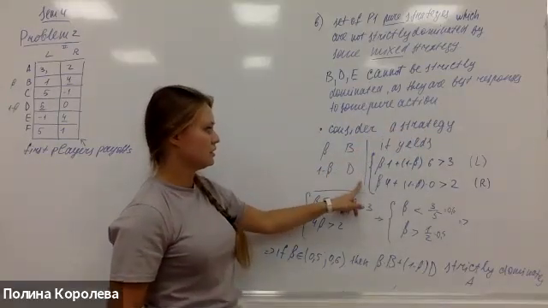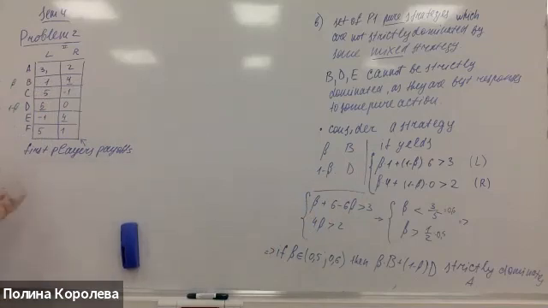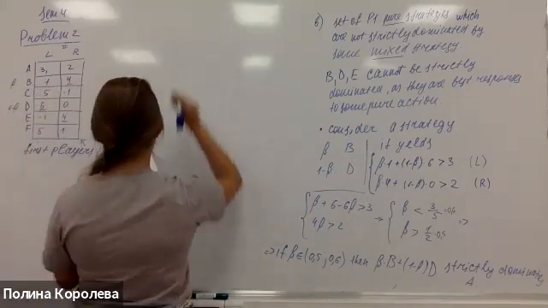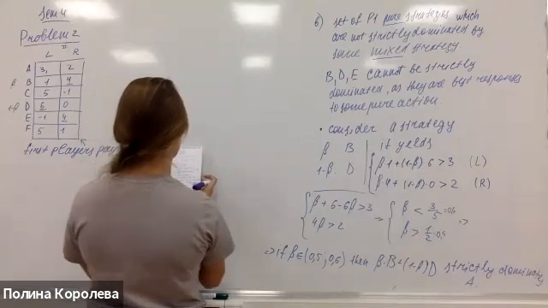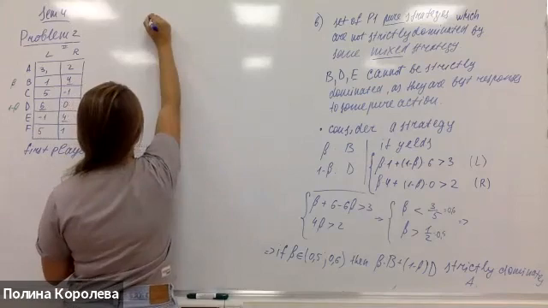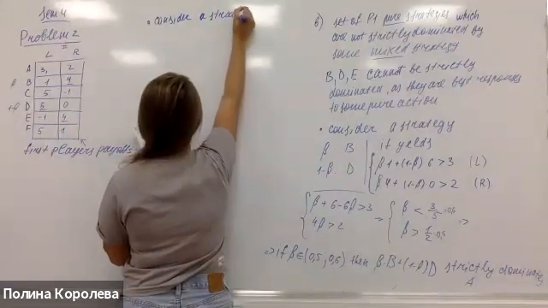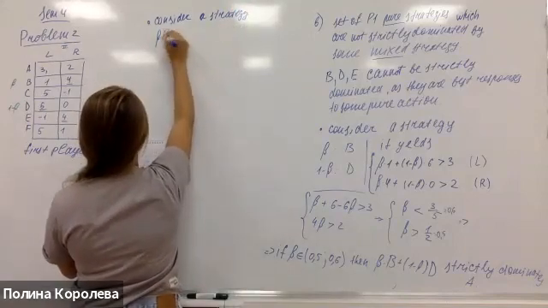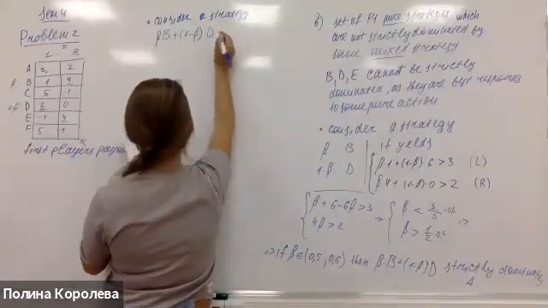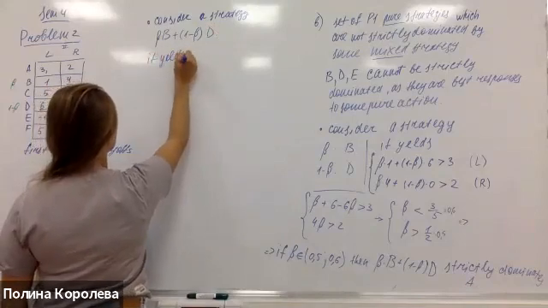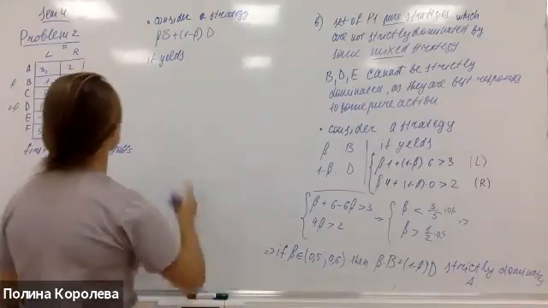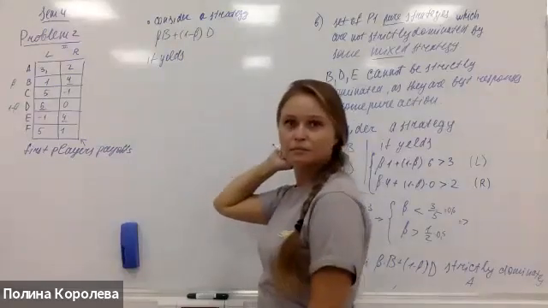Let's move on and consider the same strategy, the mix of B and D, and let's check if it can strictly dominate F. Consider a strategy beta B plus 1 minus beta D. It yields, we can write down in form of vectors. I guess we've done it already.